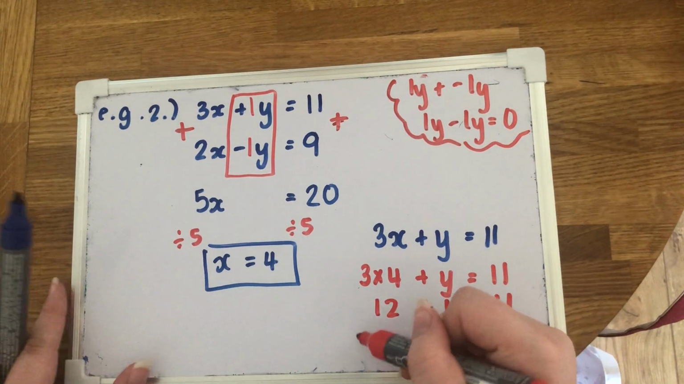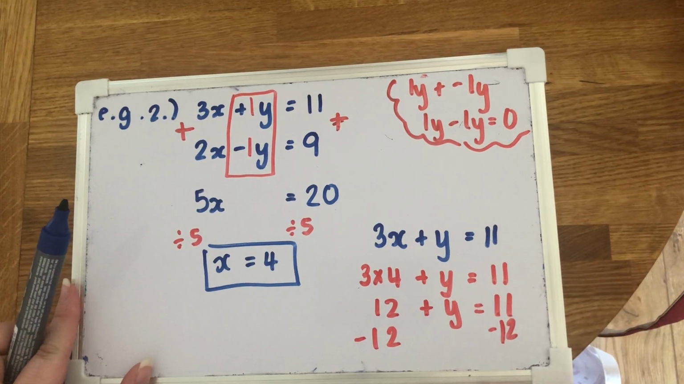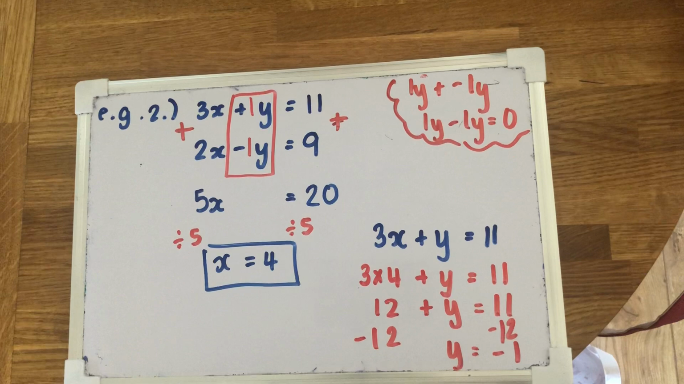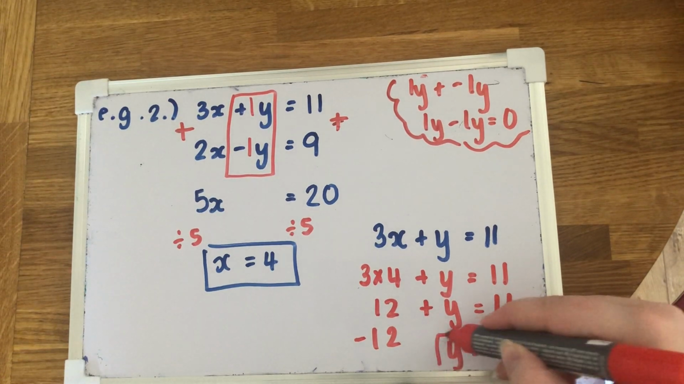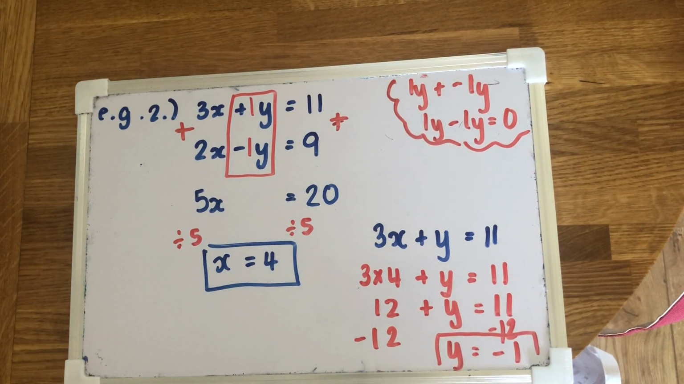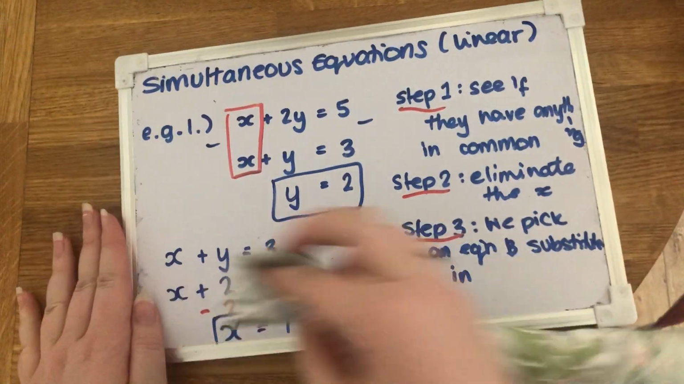Okay, so then we're going to subtract 12 from both sides because we just want to know what y is, which is negative 1. Okay, so that's our answer. X is 4 and y is negative 1. Okay, we're going to do a couple more. So those two were the easiest ones that you could get. And now we're going to do slightly harder ones.